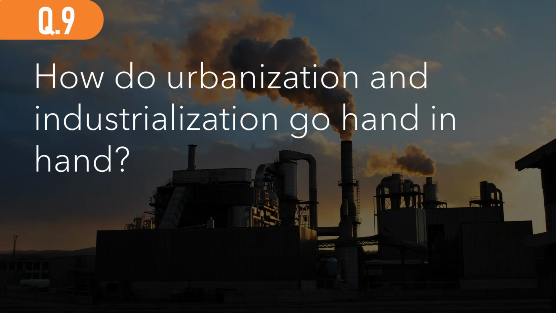Question number 9. How do urbanization and industrialization go hand in hand? So when industrialization takes place, urbanization follows. Be sure to start your answer with that exact statement. When industrialization takes place, urbanization follows. But why? Because, as I mentioned earlier, urban cities have a wide array of facilities, and these are incentives for corporations to establish and set up factories.